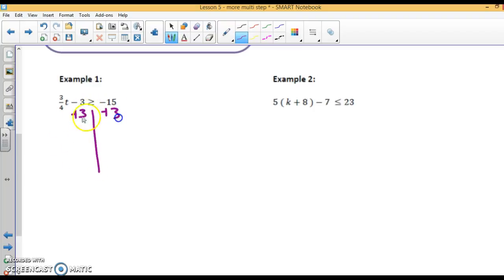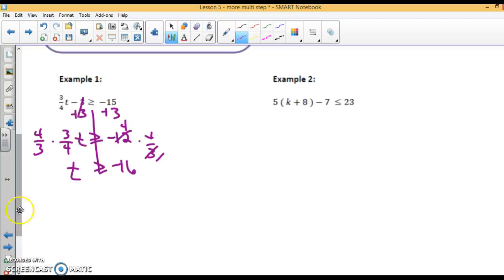Add 3 to both sides. I get 3/4 t is greater than or equal to negative 12. How do I solve this? I multiply both sides by 4/3. Multiply by the reciprocal. Or you could divide by the fraction, but it ends up being the same thing. This will give me 1t. I do not switch my inequality because I multiplied by a positive. 3 goes in there once, in there 4 times, so I get negative 16. T is greater than or equal to negative 16. I'm going to graph this. I have a solid circle, because it's equal to, greater than is to the right.